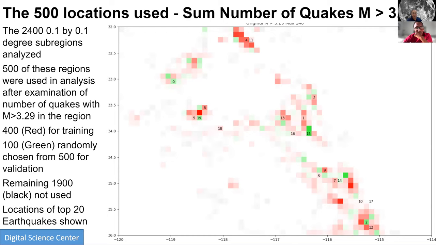What is this? Well, this is actually a plot of the Rundle variable, the number of quakes with magnitude greater than 3.29. You remember the previous plot I had, which was quakes? Well, this is the number greater than 3.29, and it is pretty sparse. There are very few of these with magnitudes greater than 3.29. And you can see again the major earthquakes plotted.